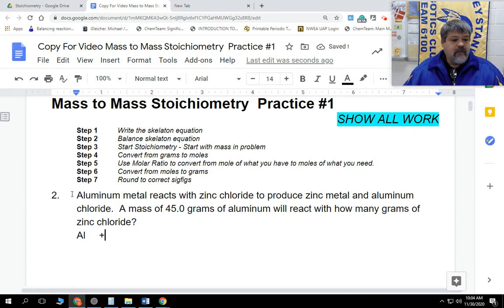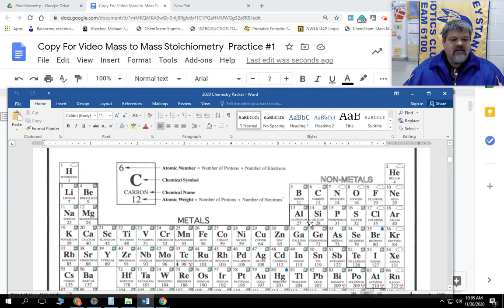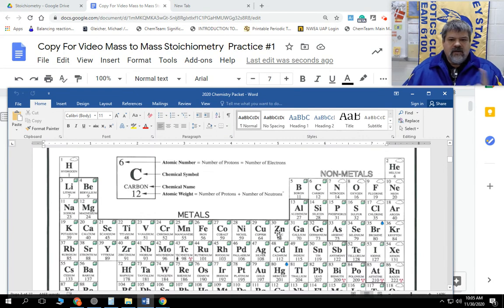Now, zinc chloride. We know that zinc is what charge? I believe it's a +2, or a 2+, and then chlorine is going to be a -1. But let's go ahead and look at the periodic table and see. Zinc is right here. If there's no Roman numerals, we know that it's monoatomic. And chlorine's right here, so that is a -1.